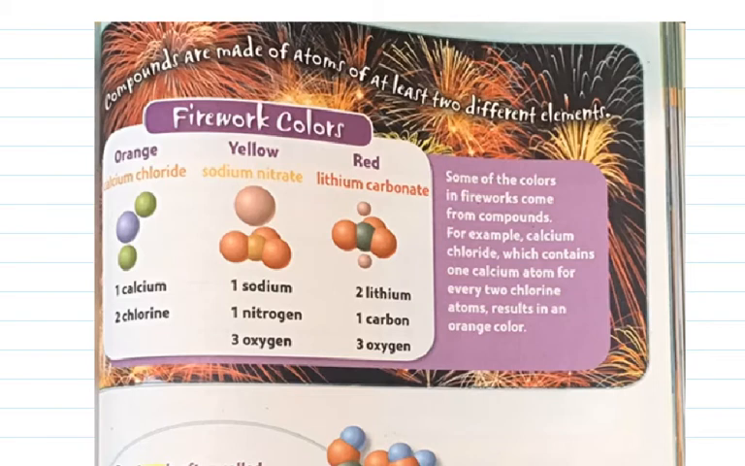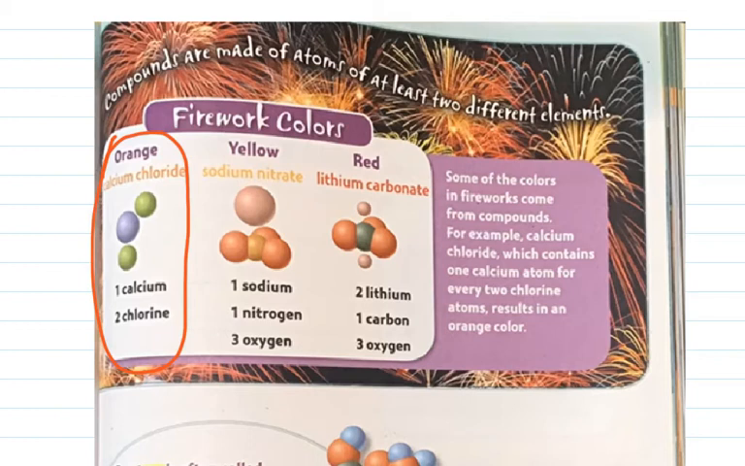So sorry. For example, calcium chloride. Yes, calcium chloride, which contains 1 calcium atom for every 2 chlorine atoms, results in an orange color. Exactly right here. So for every one calcium atom, there are 2 chlorine atoms. So that means that those 2 chlorine are attached to that 1 calcium, and for it to make more orange or brighter orange, you just add more calcium and more chlorine.